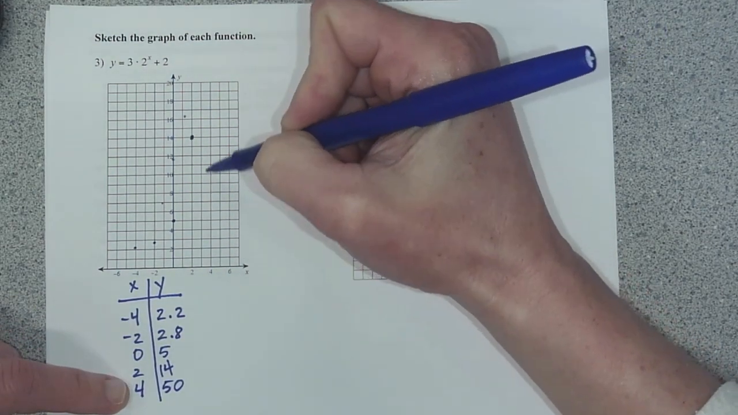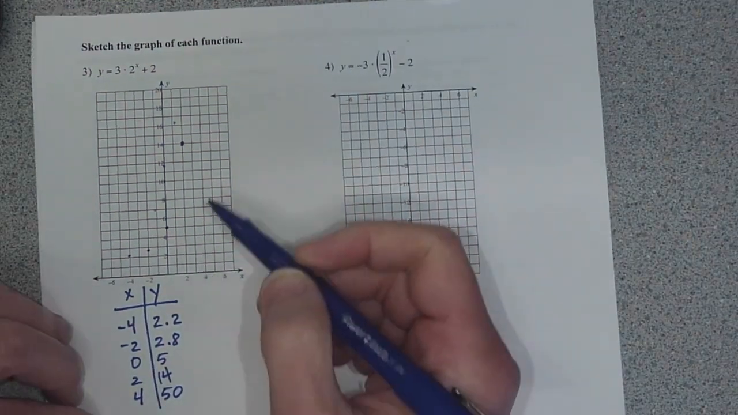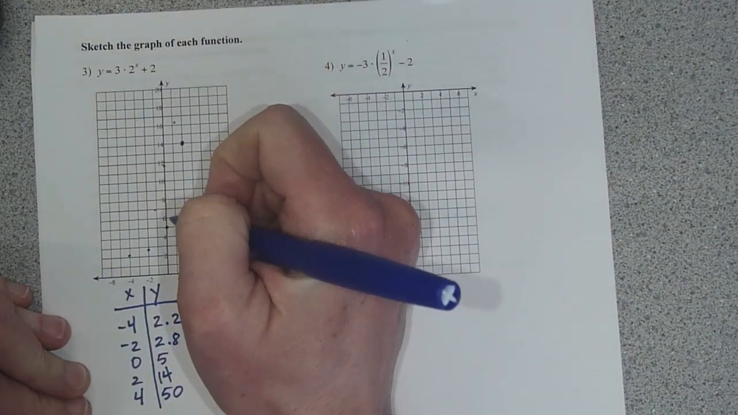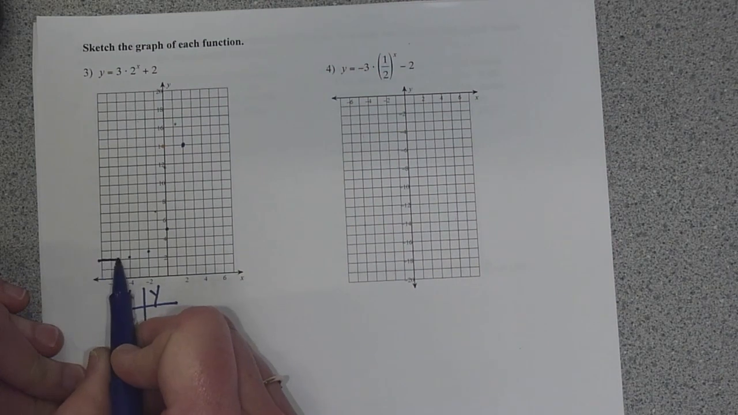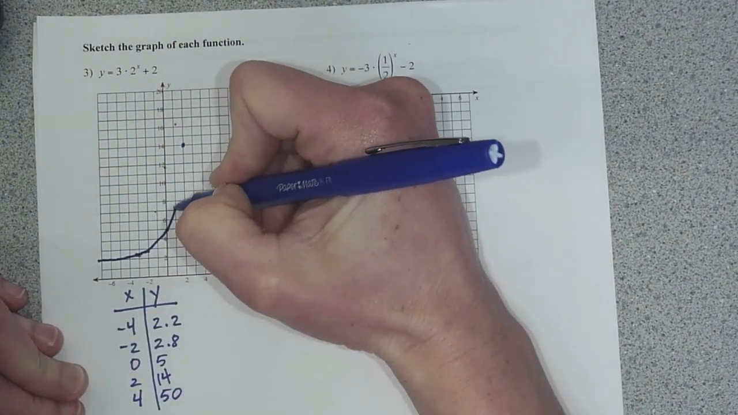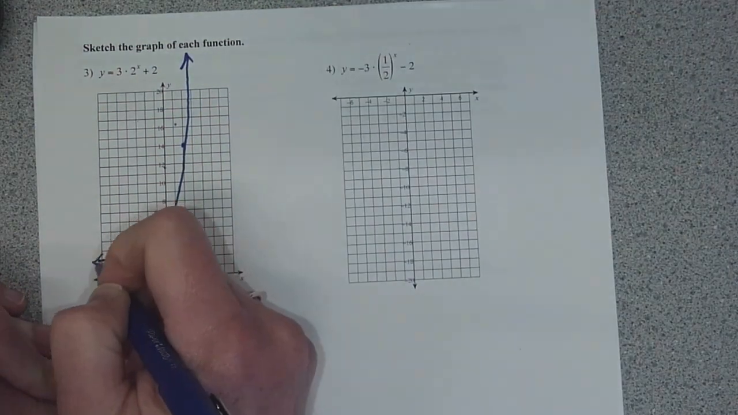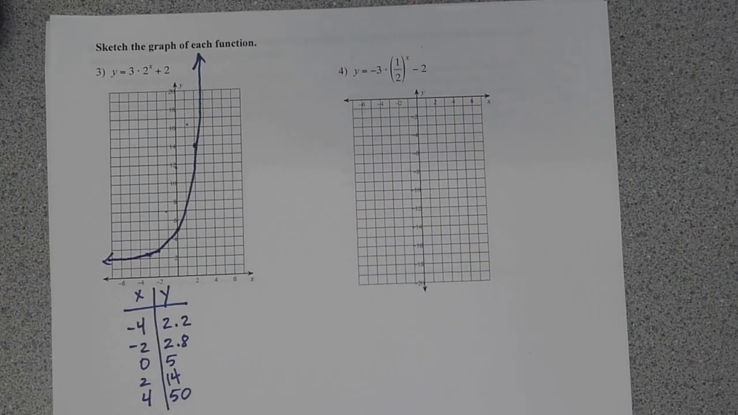4, 50. Wait, no, 50 is not going to fit on the graph, and that's fine. A lot of times they don't, especially with these exponential things. So look at the 4 dots that we do have. It looks like it flattens out right here above the 2. So that's going to be our asymptote. Make sure it flattens out and it doesn't go below that point of 2, that line of y equals 2, and then it goes very much up from there. And that is your exponential function there.